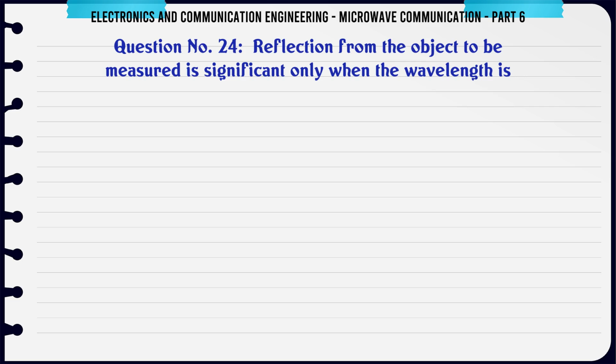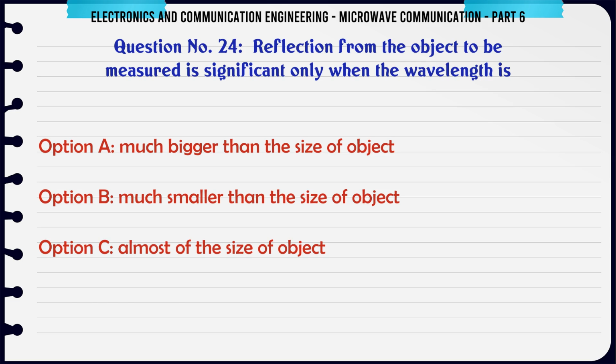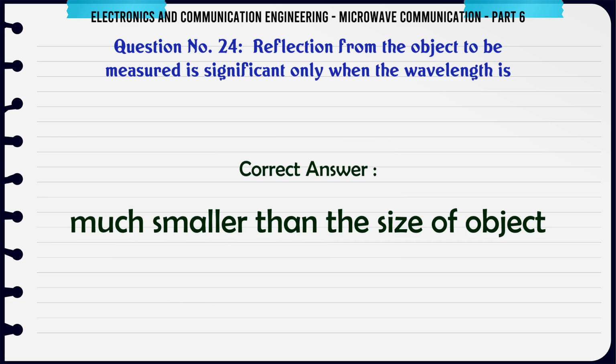Reflection from the object to be measured is significant only when the wavelength is A: much bigger than the size of object, B: much smaller than the size of object, C: almost of the size of object, D: either A or C. The correct answer is much smaller than the size of object.